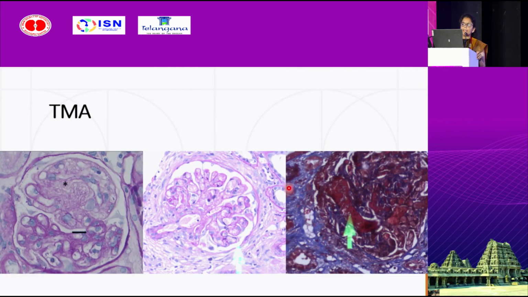So now the next entity coming with thickened GBM is TMA, that is thrombotic microangiopathy, and we can see here there is thickening and duplication of GBM along with some segmental mesangiolysis. There is loss of mesangium. Here we can appreciate subendothelial widening and mesangiolysis. Masson trichrome will give you these intracapillary fibrin thrombi. Fibrin is granular in appearance and fuchsinophilic.